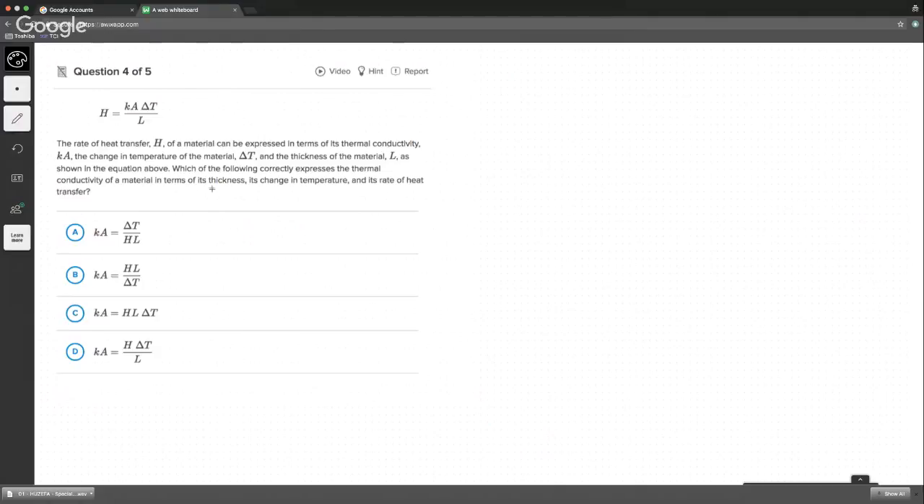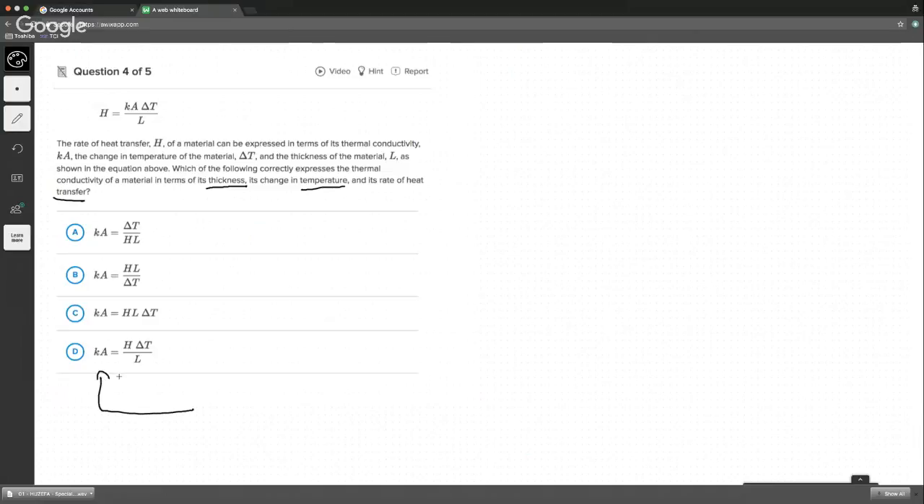All right, so it says, which of the following correctly expresses the thermal conductivity of a material in terms of its thickness, change in temperature, and its rate of heat transfer. So we need to figure out what's the variable that represents thermal conductivity. And look, actually, we can already tell. See, this is another little shortcut. We can actually tell all these answers, they're just isolating Ka.